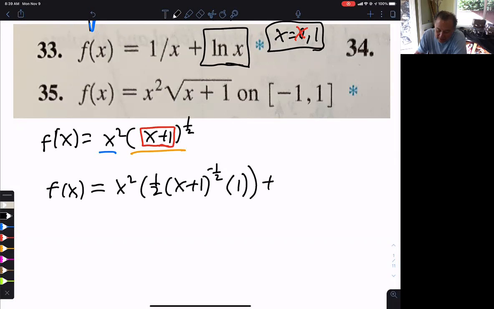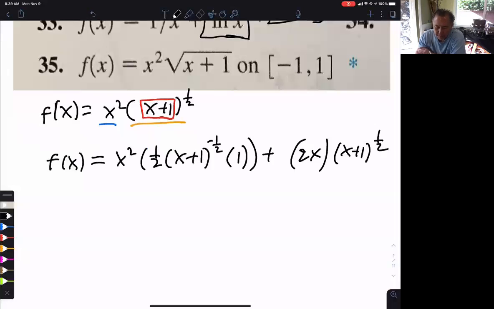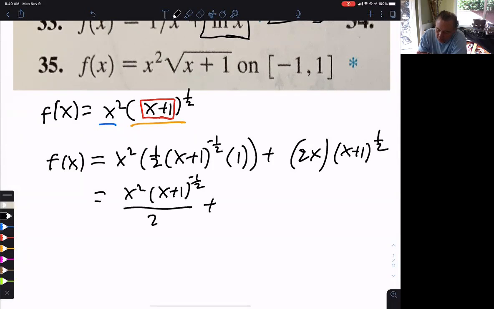plus, we're going to leave the second one alone and take the derivative first, which is 2x. Now we will simplify this a bit. So we have x squared, x plus 1 to the negative 1/2 over 2 plus 2x, x plus 1 to the 1/2. Now there's two ways to factor this. And I'll probably show you both ways because we have time.